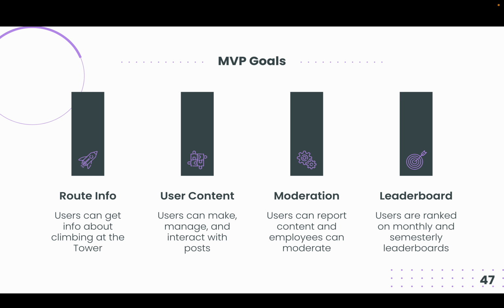At the start of our project, we laid out the following MVP goals. Our first was route info, where our users can log in and get information about climbing at the tower. Next up was social media user content, so users can make, manage, and interact with posts, and from there, we had to have a way to moderate the posts. Then finally, for more community engagement, we have a leaderboard where our users will be ranked monthly and semesterly.